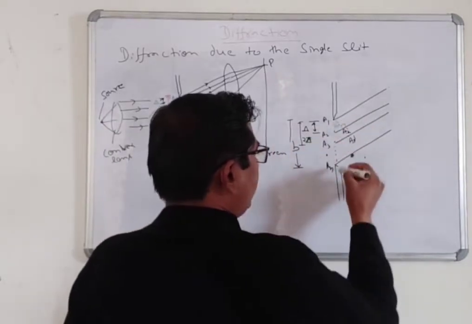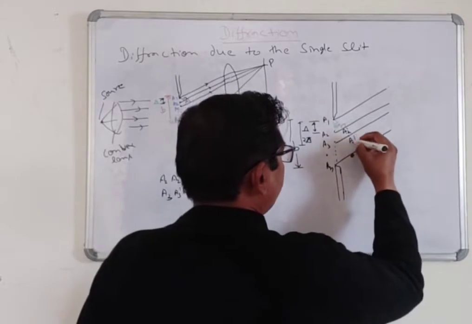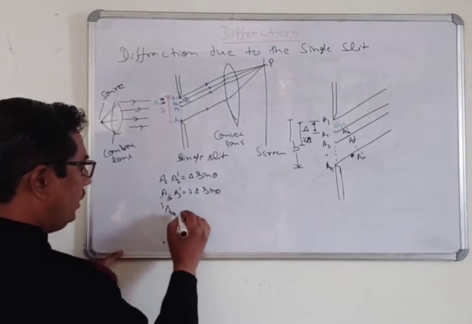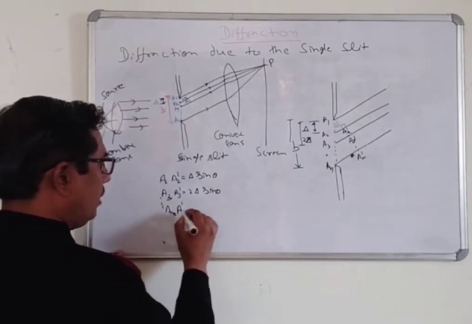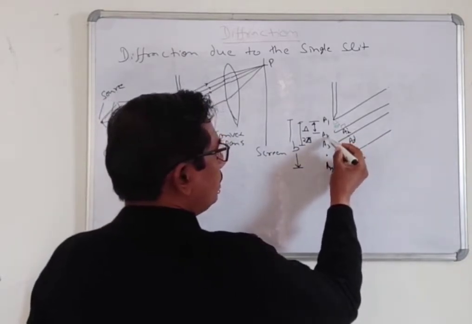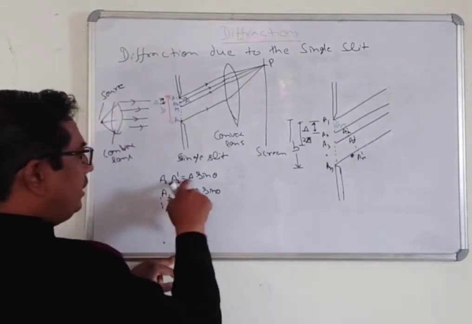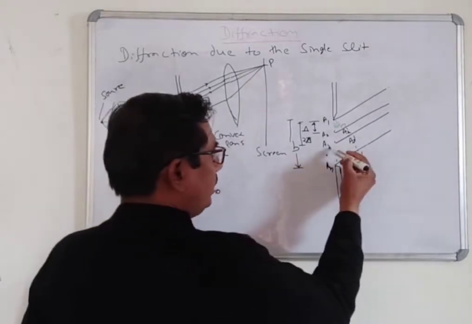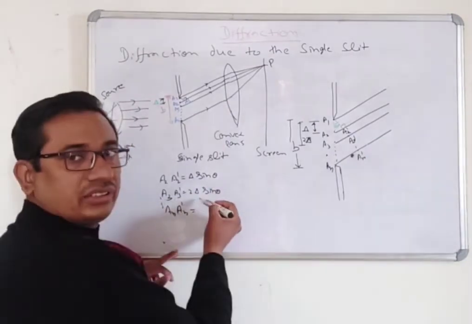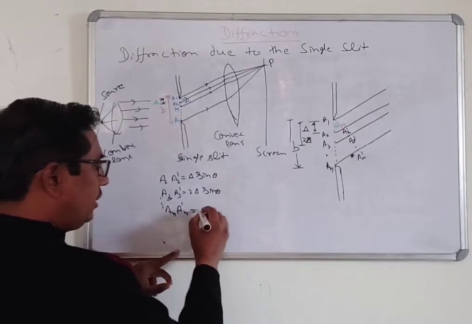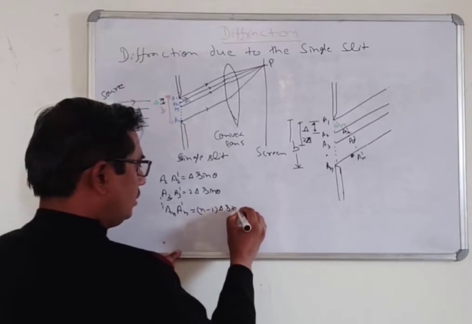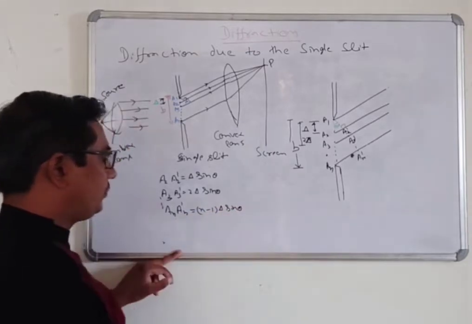And now finally, from here when we extend the perpendicular to AN dash, AN to AN dash is equal to, you can see that for 2 we have written delta sine theta, for 3 we have written 2 delta sine theta. It means one value less. Here we can write n minus 1 delta sine theta.